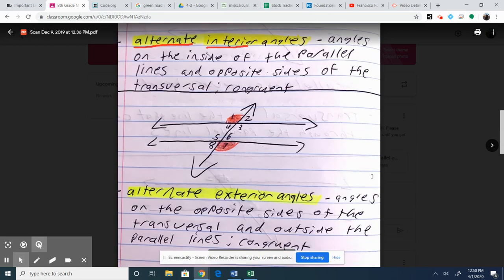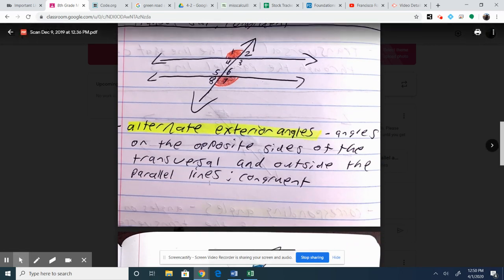So as we continue, now we see that we have alternate exterior. Again, alternate means on opposite sides of the transversal, and exterior means that they are going to be outside, so on the outside of the parallel lines. So 1 and 7 are alternate exterior, and 8 and 2 are alternate exterior.